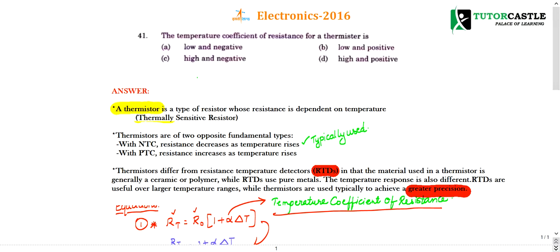The temperature coefficient of resistance, which is nothing but alpha, for a thermistor, is low negative, high positive, whatever he is asking. I already told there are two kinds, PTC and NTC. I already told one more point also, that NTC is widely used. So definitely alpha should be less than 0, so it should be negative. So these two options cannot be, as they are positive; it can be negative and negative.